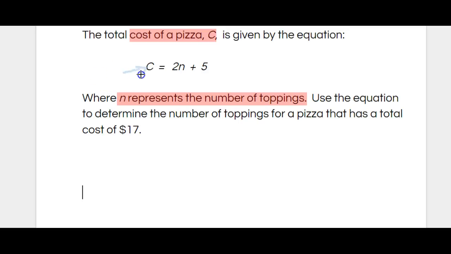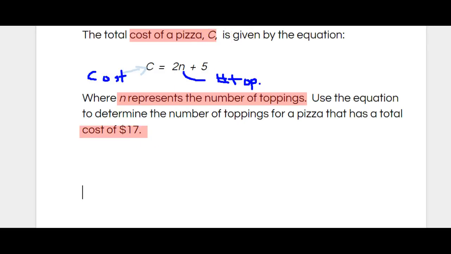So like here, for instance, is my cost. And then, well, what is n? N is the number of toppings, right? So number of toppings. Whatever works for you. And so on and so forth. Right? So then, let's go back to my question. So the question says, well, use the equation to determine the number of toppings of a pizza that has a cost of $17.